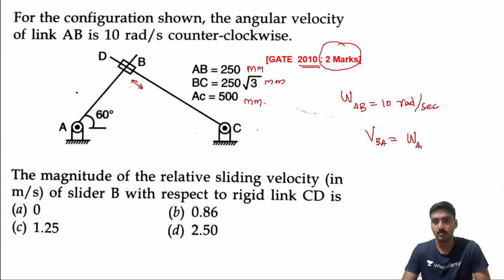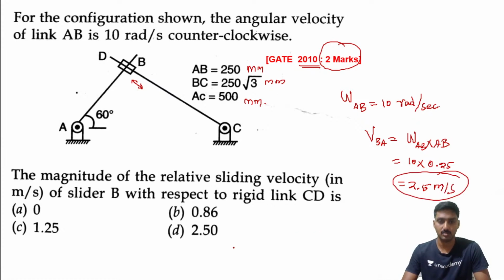So omega AB into AB is equal to 10 into 0.25. It's equal to 2.5 meter per second. 2.5 meter per second is the right solution. It's option B. Okay, fine.